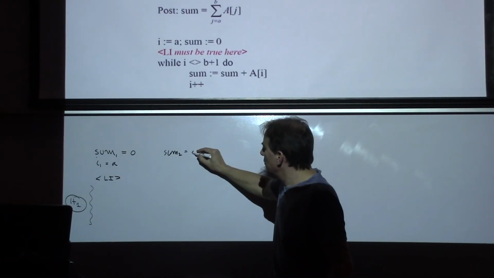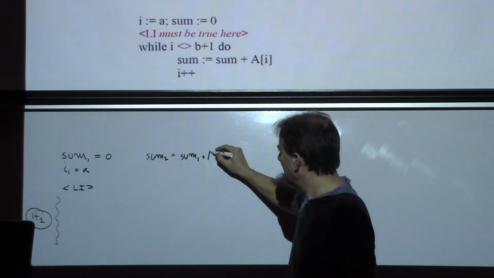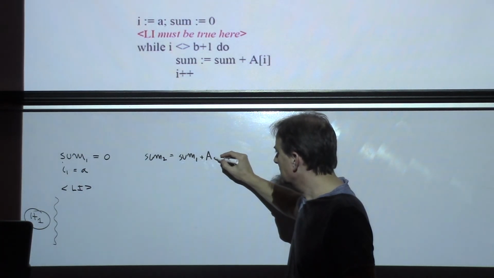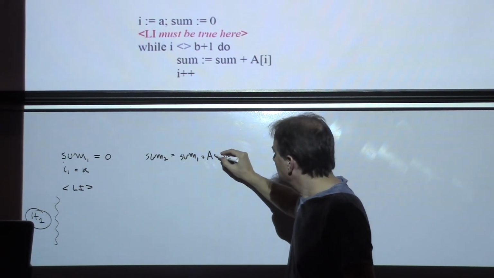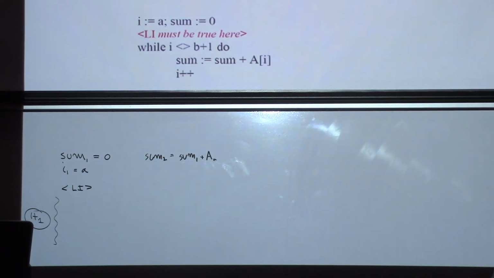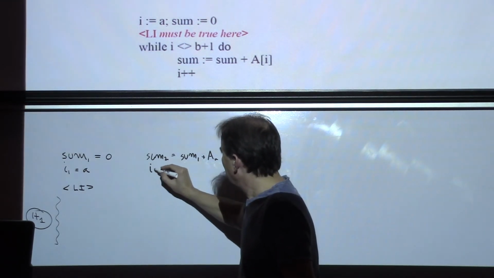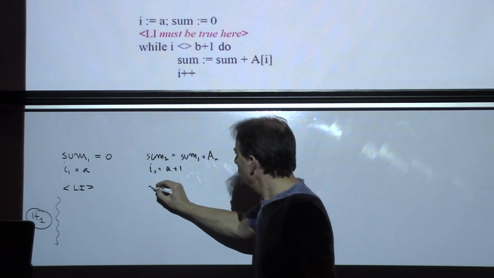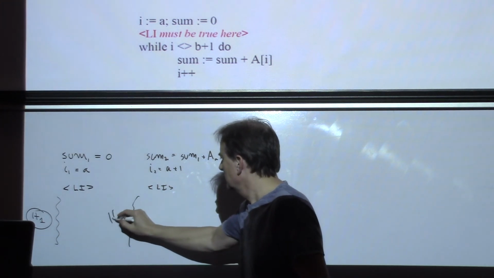It will equal sum 1 plus A sub I sub 1, or we'll just say A sub a, little a. But it is I sub 1, absolutely. And I sub 2 is equal to what? A plus 1. Now the loop invariant must be true. And now we start iteration number 2.